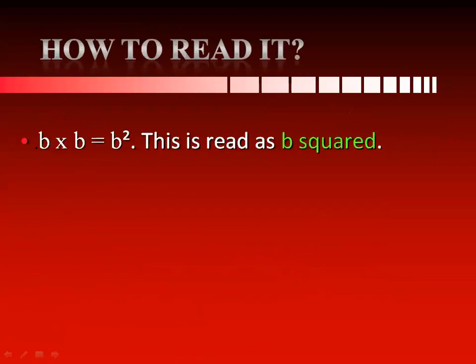Now, how will you read this? Suppose you have b multiplied by b, where the variable is multiplied 2 times. If you write b with exponent 2, it is read as b squared. If you have x with exponent 2, you read it as x squared. If you have y with exponent 2, you read y squared. Any exponent 2 is read as squared.